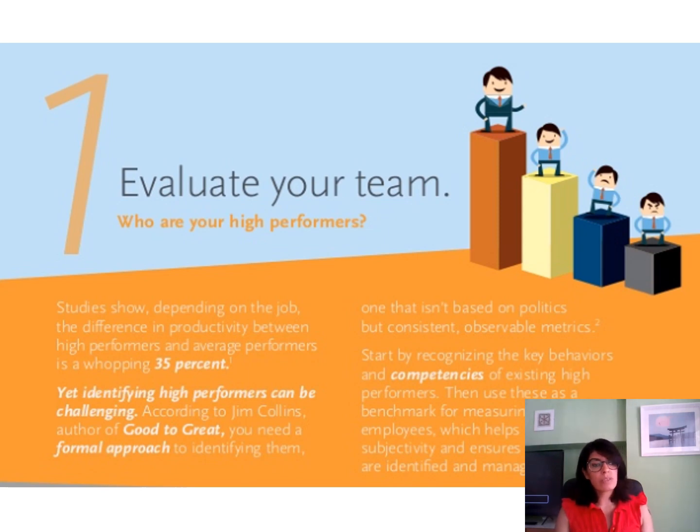Now, Jim Collins, who is the author of an excellent book called From Good to Great, he thinks that you actually need a very formal approach in identifying your high performers, and one that isn't based on politics. And it has to be consistent, and you have to be able to observe the metrics. You have to be able to prove who is a high performer and why. So Jim Collins suggests that you start by recognizing key behaviors and competencies that exist in high performers, and then use these to benchmark and measure employees, which basically helps you to be more objective and you can actually justify the decision you've made. So step one is to evaluate your team.